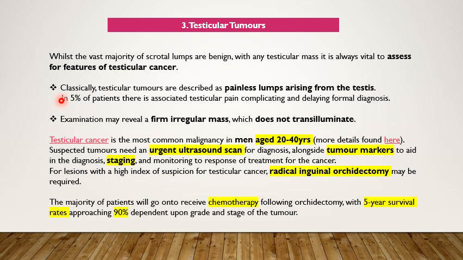If it is tender, you may think it is orchitis, and there's delay in diagnosis. Examination usually reveals a firm, irregular mass which does not transilluminate. It is non-tender and it does not transilluminate, to differentiate from testicular cyst and hydrocele. Testicular cancer is the most common malignancy in men aged 20 to 40 years.